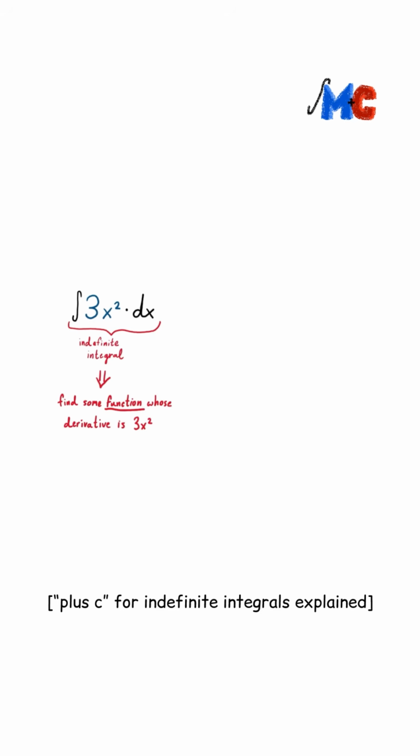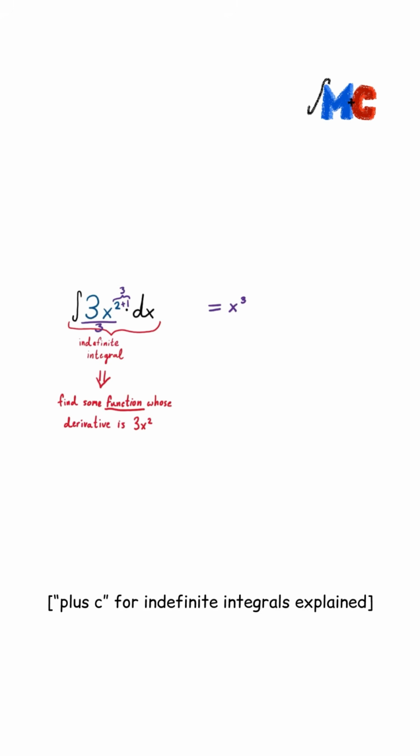discussed last time, since that should give me some function whose derivative is 3x squared. I'll start by adding 1 to the exponent, and then dividing the whole thing by my new exponent of 3, which gives me an answer of x cubed. And we'll notice that the derivative of x cubed is in fact 3x squared.